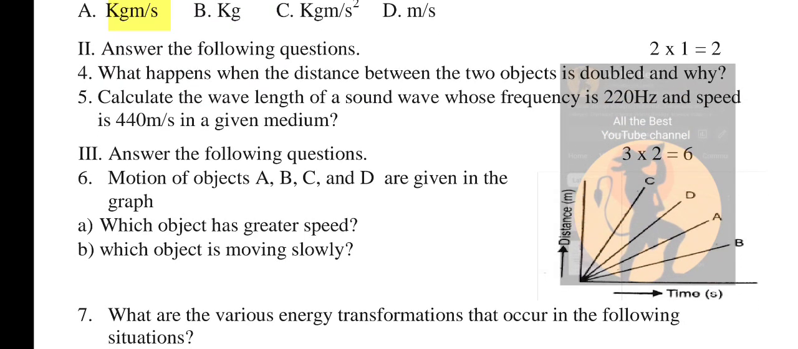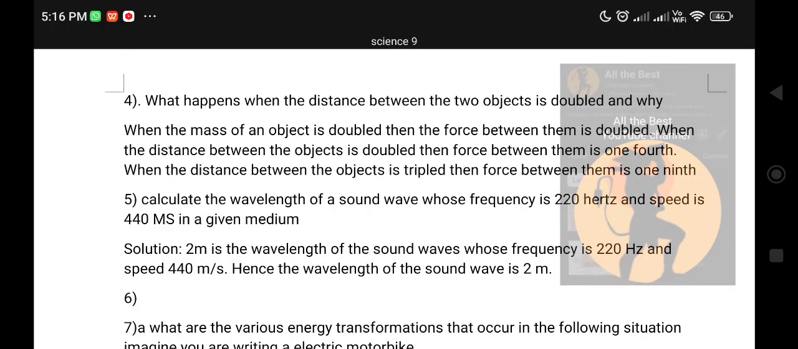Next we have: what happens when the distance between two objects is doubled, and why? When the mass of an object is doubled, the force between them is also doubled. When the distance between the objects is doubled, the force between them becomes 1/4. When the distance between the objects is tripled, the force between them becomes 1/9. So this is the answer.